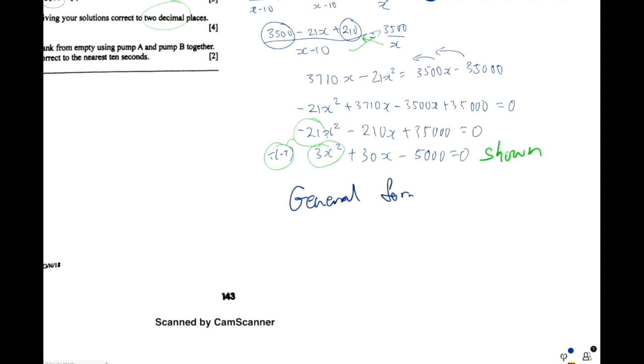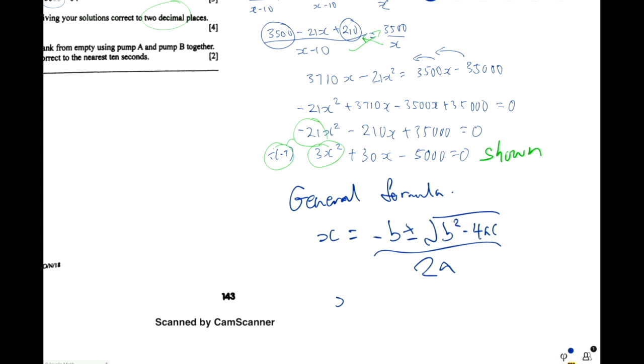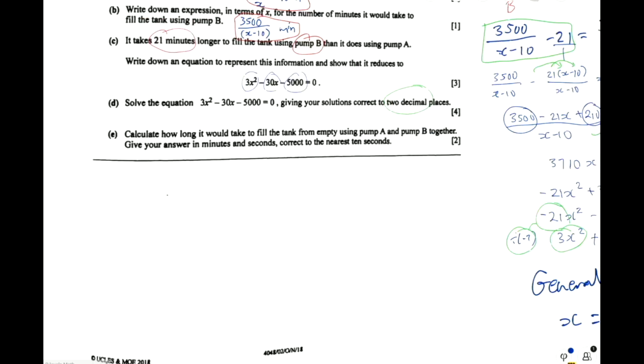Right, what's the general formula? x equals minus b plus minus square root b squared minus 4ac over 2a. So I just use the formula, and the general formula actually gives me x equals 46.13 or negative 36.13. So 2 decimal places, that's good enough.